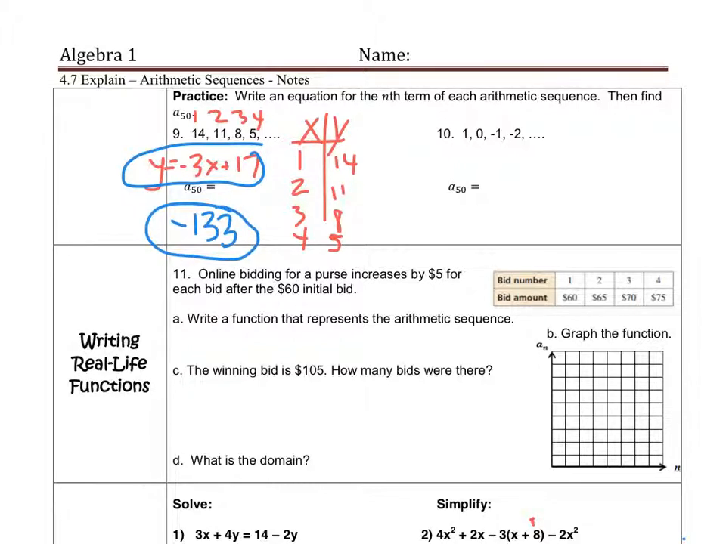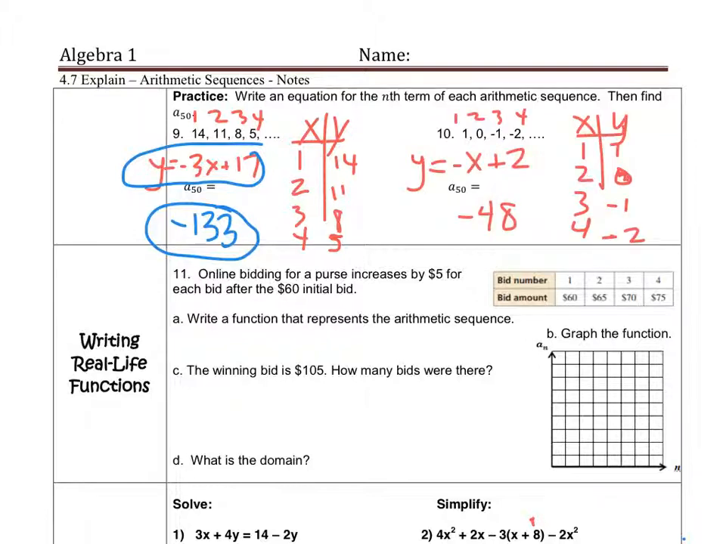Okay, now pause the video and do number 10 on your own. Okay, check your answer. And then number 11, same thing, it's just a table. So pause the video, put your table into stat edit, and come up with the equation or the function that represents it, and then figure out the answer to C and D.